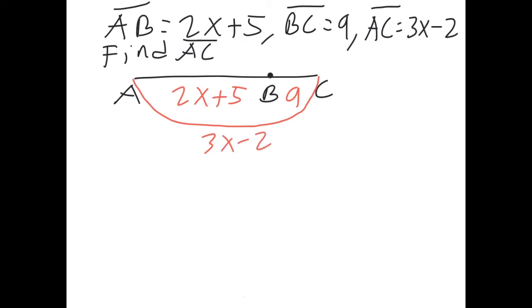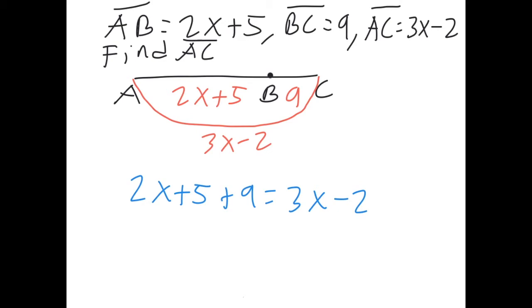So, using the segment addition postulate, that means that 2x plus 5 plus 9 is equal to 3x minus 2. Because AB plus BC is equal to AC. So these two added together will give us the whole thing. And then we use our algebra skills and solve for x.